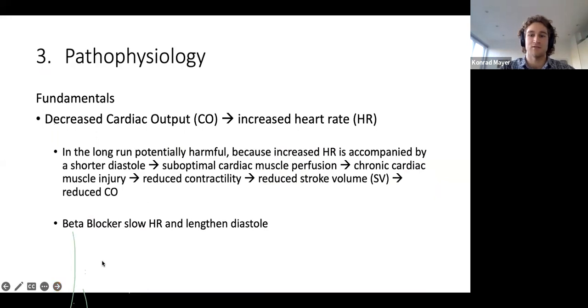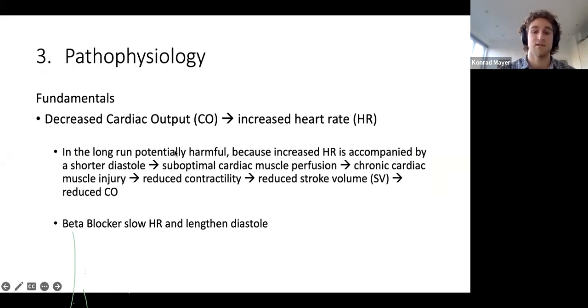So the fundamentals of the pathophysiology are two principles. If we have decreased cardiac output, our body compensates for this by increasing heart rate. If this were the only case, if we just increased our heart rate, then everything's fine, then we wouldn't have heart failure. Heart failure is because of what happens next.